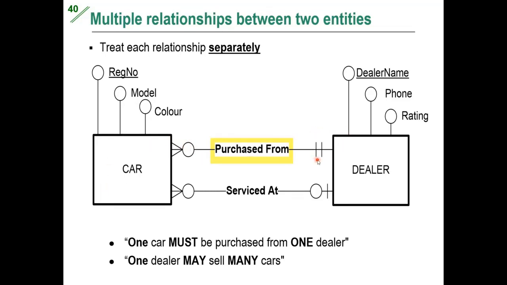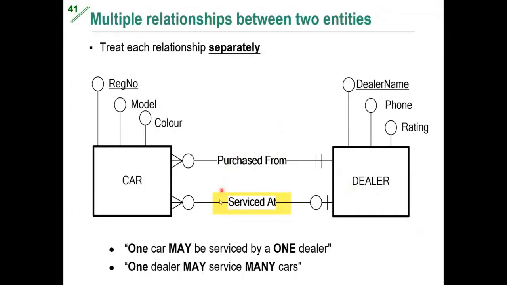So what do you mean by this mandatory constraint here? What do you mean by one? That means if you have a vehicle here, the dealer's detail or dealer name must appear there. So you can't have a null foreign key. That is what we mean by this. The foreign key must appear on the other side. So that is what we mean by the first relationship: one car must be purchased from one dealer, and one dealer may sell many vehicles.